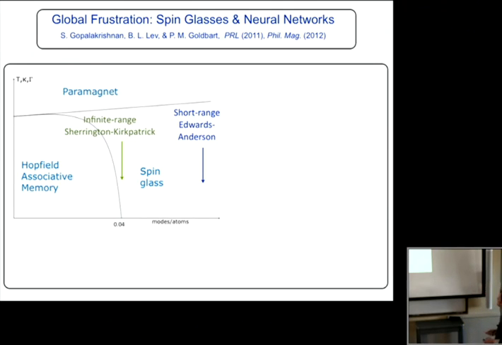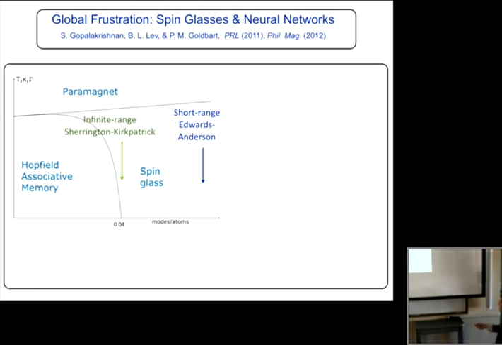To be more specific, what we showed in our paper in PRL and a follow-up later on is that you can tune between very interesting phases. So as a function of temperature, you have this paramagnet, where nothing much is happening. If you lower the characteristic energy scale and you have few modes per atom, so you have a single mode cavity or close to a single mode cavity, down here you have what's called a Hopfield associative memory. It's a very reduced model of a neural network.